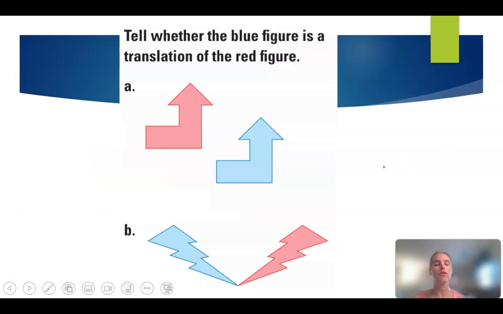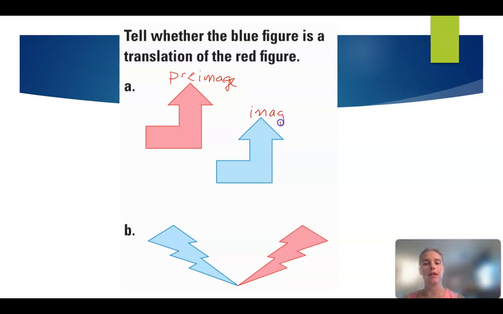All right, so first we're going to start here with these two examples. Tell whether the blue figure is a translation of the red figure. Now it's important to pay attention to the order that they're talking about things. So red, once again, is going to be the pre-image, or what we kind of think of as the original, and the blue is going to be the image.